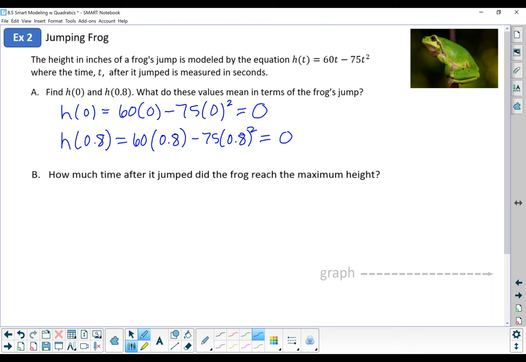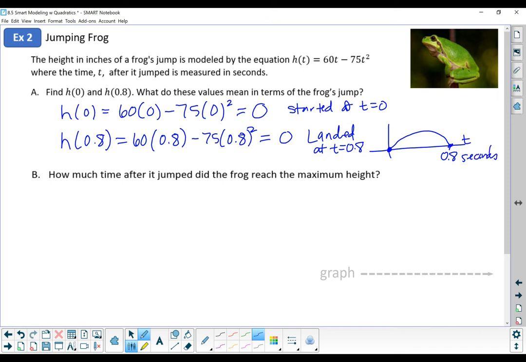So what do these values mean in terms of the frog's jump? Well, he started his jump at time 0. So if we were looking at it on a graph, if this is the time axis, he started his jump at time 0, and this means he landed at time 0.8. So this would be time 0.8. And those were in seconds.